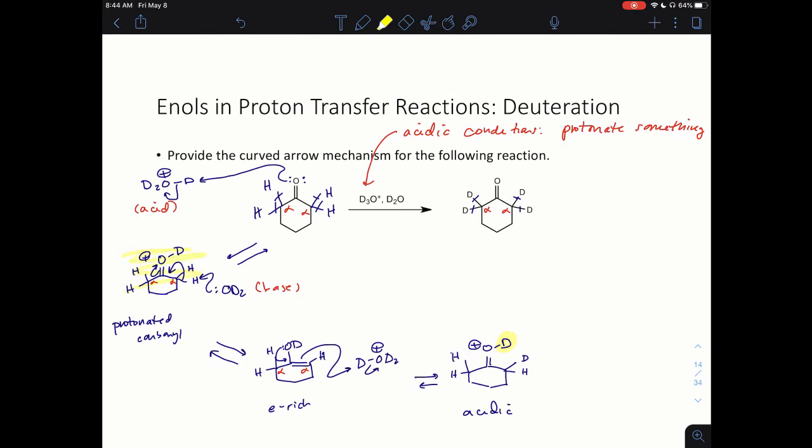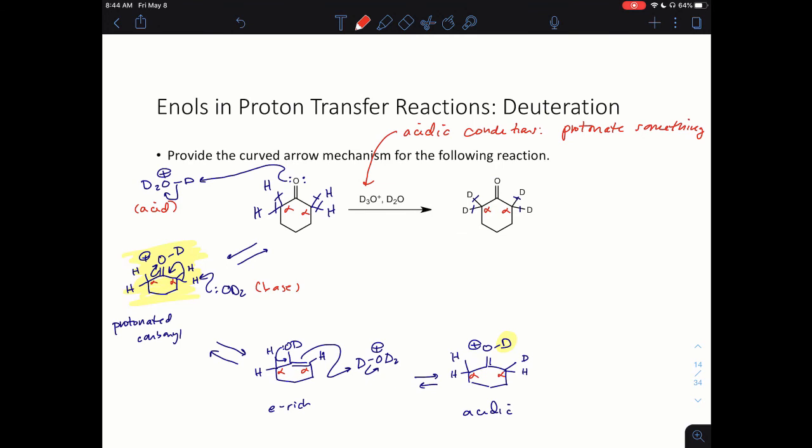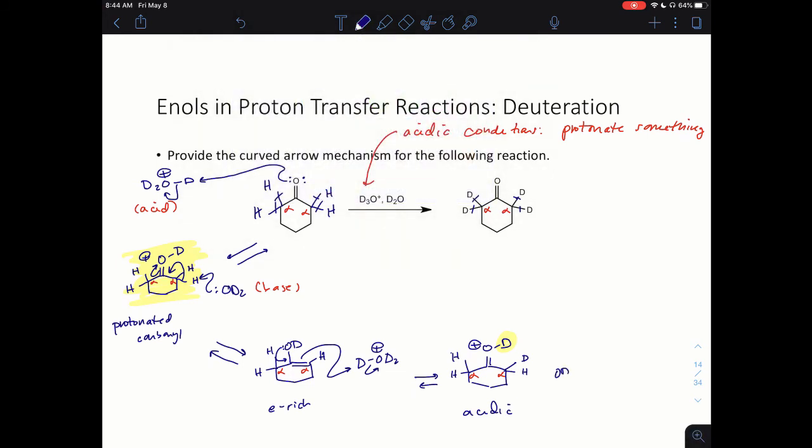But look, make the parallel to the protonated carbonyl over here. You could deprotonate the deuterium, or you could deprotonate the alpha carbon. Both of these options are going to relieve that positive charge on the oxygen. But if you deprotonate at the alpha carbon, that's also going to help you to incorporate the other deuterium atoms. You're going to make the enol. So let's break this bond. And then that gets us to the enol.